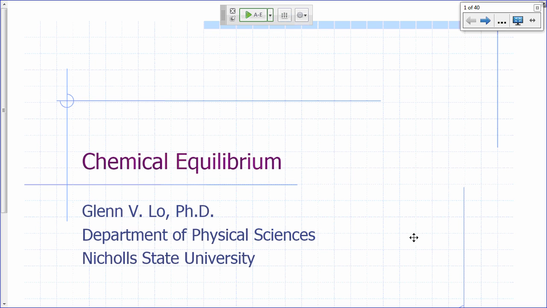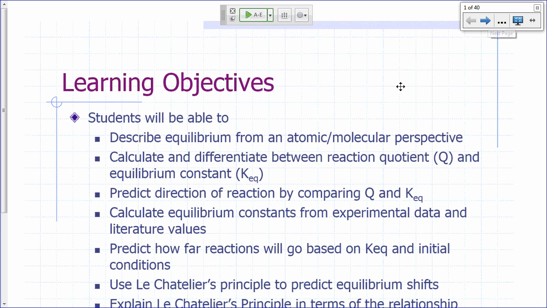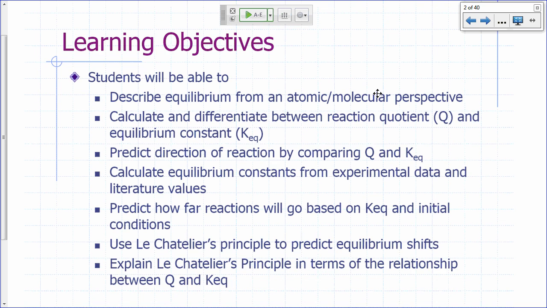All right. So today we're going to talk about chemical equilibrium. So objectives for this lesson: at the end of this lesson, you'll be able to describe equilibrium from an atomic or molecular perspective. What's going on at the atomic level in terms of equilibrium?